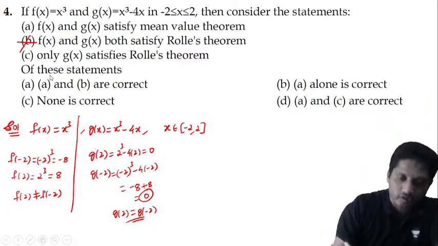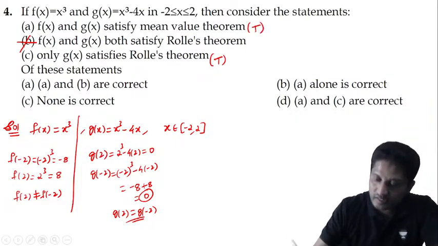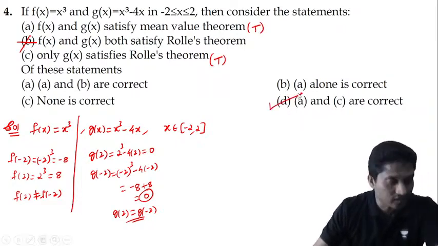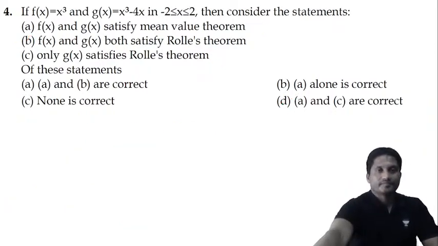Okay, and only g of x satisfies Rolle's theorem. This is true, right? And even this is true. So A and C are correct. The answer is option D only. Right? Let's move to the next question.